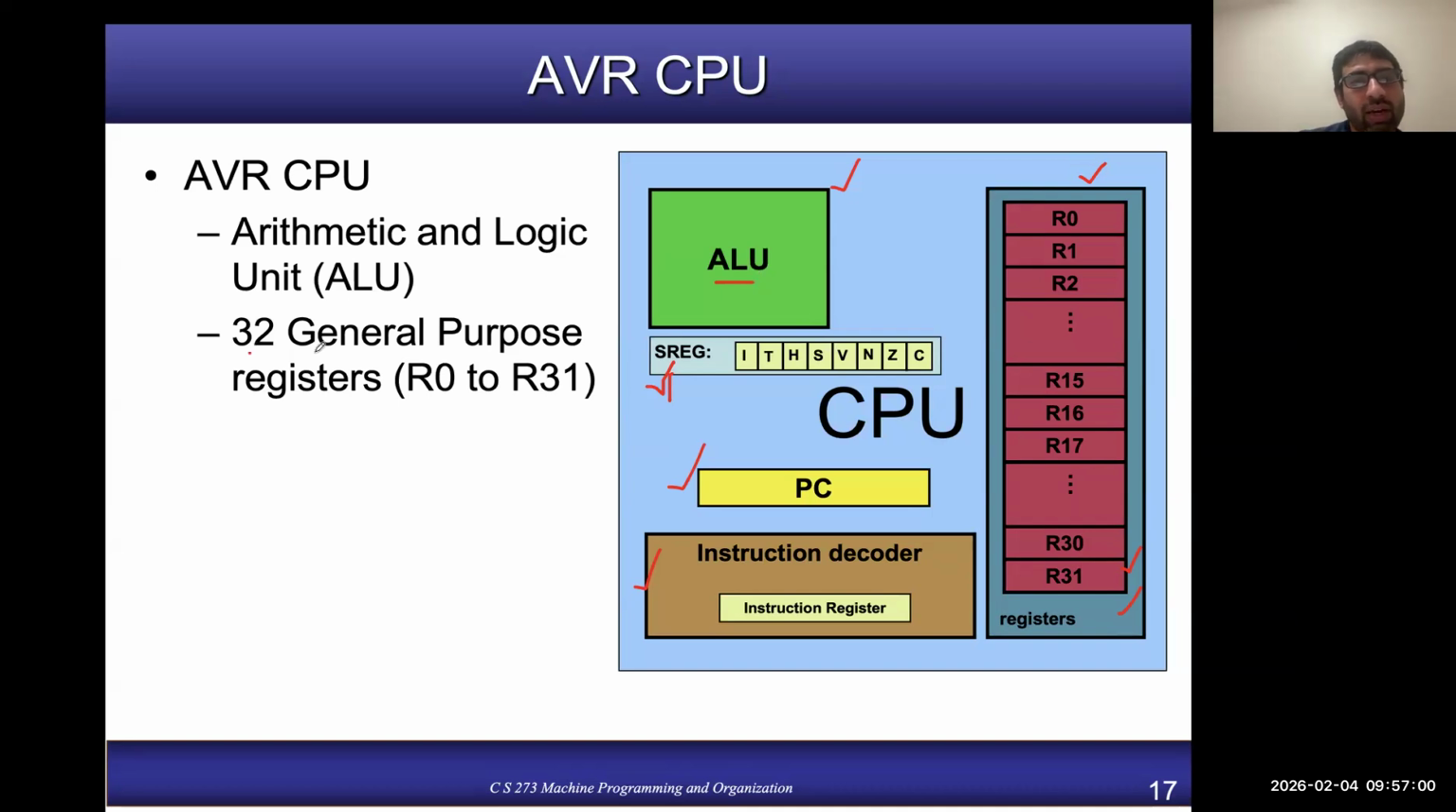As I said, we have 32 general purpose registers, R0 to R31. There are also other registers, but we will not talk about them at this point. The PC register we have talked about earlier. The job of the PC register is to point to the next instruction in memory which will be executed. And then the status register.